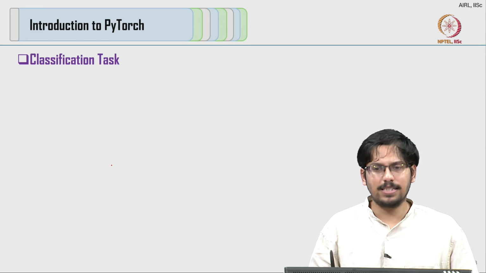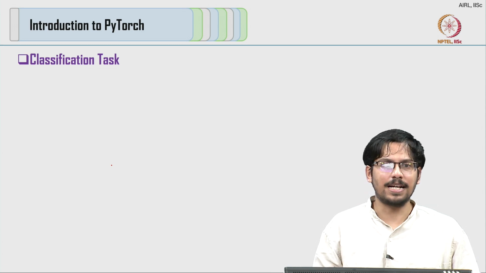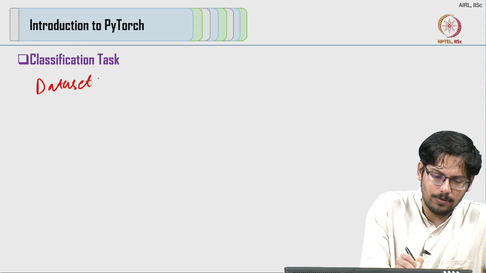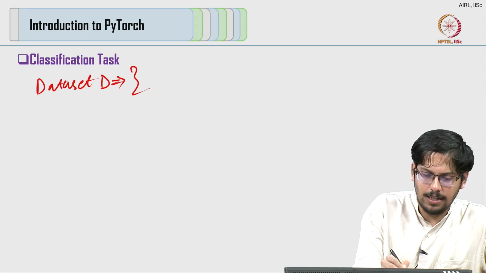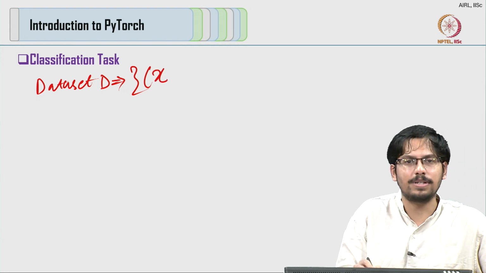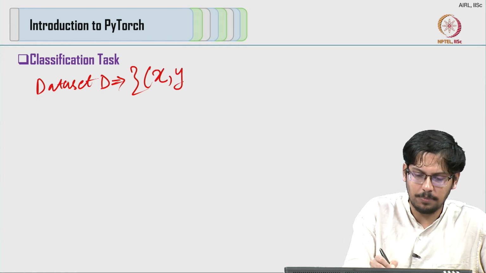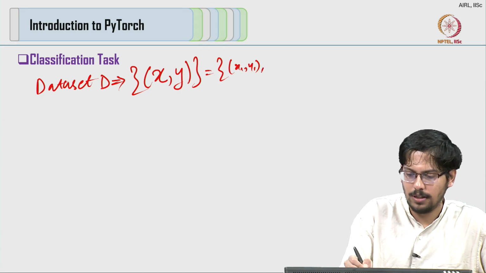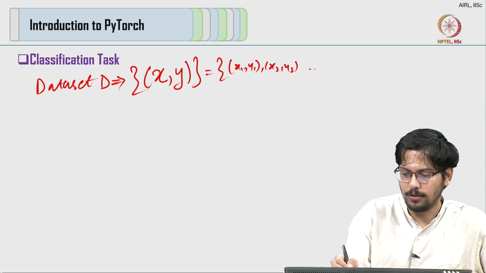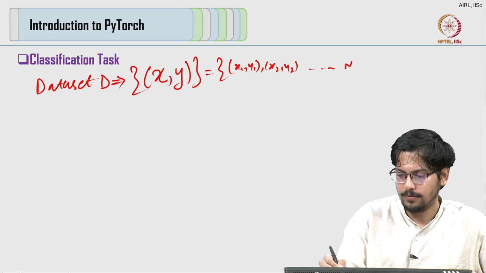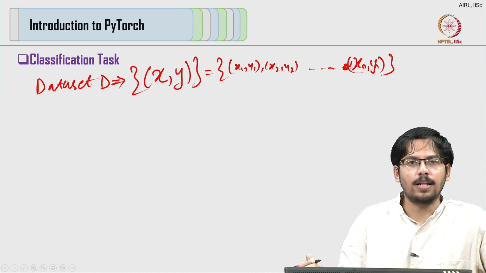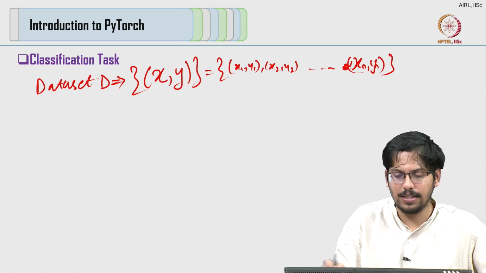Okay, so let's start with classification as a task. Let's define a dataset D, which could essentially have the input image as X and the corresponding label as Y, right. So this could be X1, Y1, X2, Y2 and so on, up to Xn, Yn, for small n classes. This is the dataset and it is a classification task.